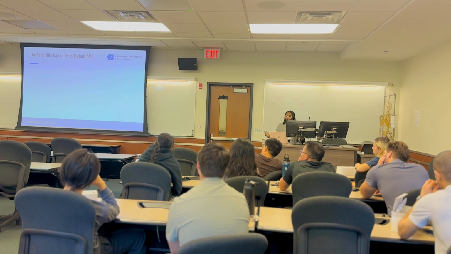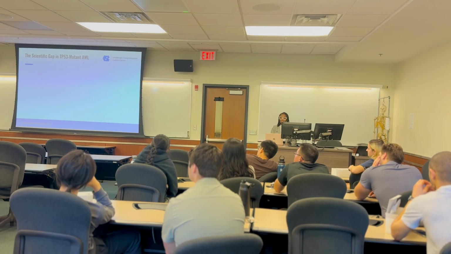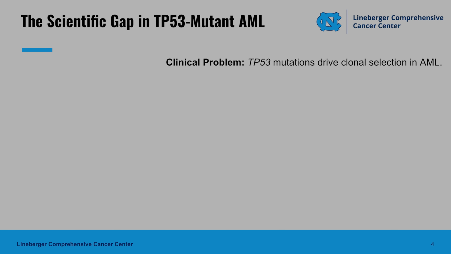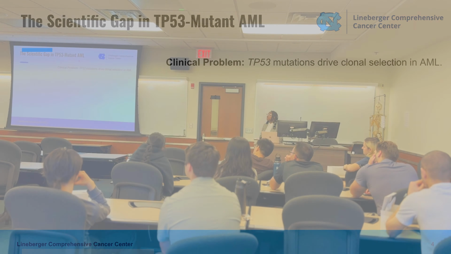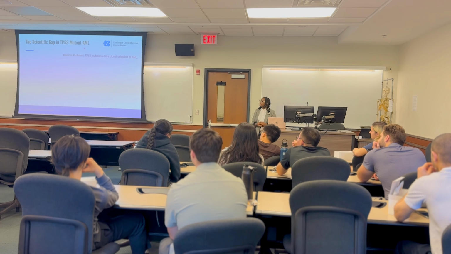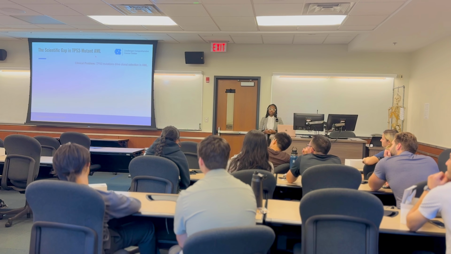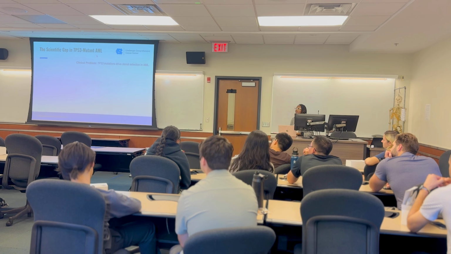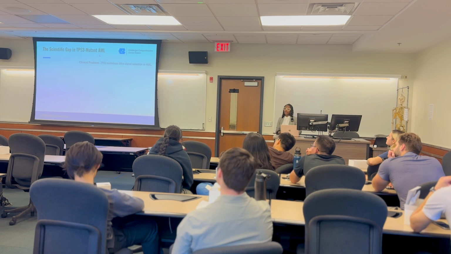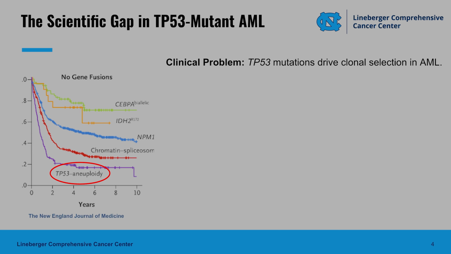All right, so what have I been doing this summer? We're talking about the scientific gap in TP53 mutant AML. The issue is there are TP53 mutations that drive clonal selection in AML, and AML stands for acute myeloid leukemia. So we took cells that were in a nitrogen tank, and they came from patients who had this specific cancer. And what we're trying to figure out is why healthy cells are not winning against this race between the mutant cells. And when we look at this here, this is called a Kaplan-Meier survival curve.